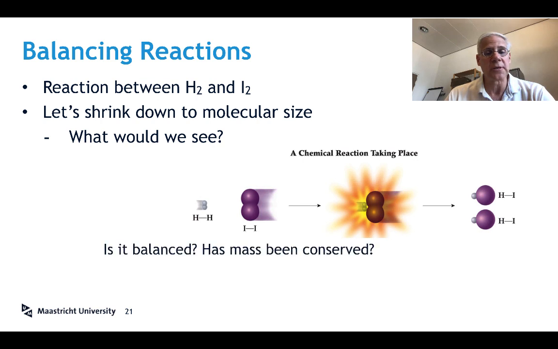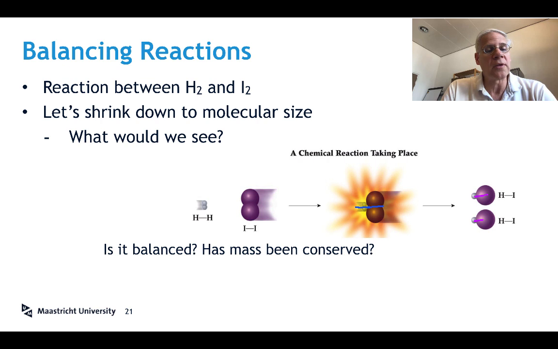So what would we see? Well, we've got an H2 molecule. We've got an I2 molecule, and they are going to crash into each other. So when they do crash into each other, we've got a release of some energy. And what we see is that the hydrogen-hydrogen bond broke right there. And the iodine-iodine bond broke right there as well. And then we had a hydrogen-iodine bond form right there and another hydrogen-iodine bond form right there.